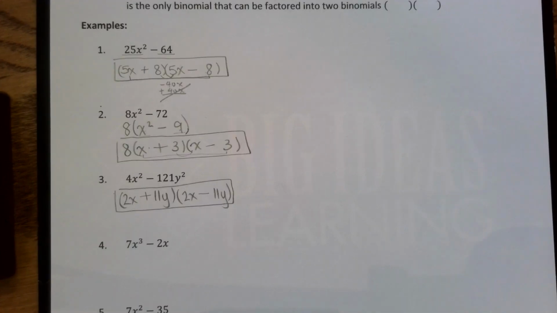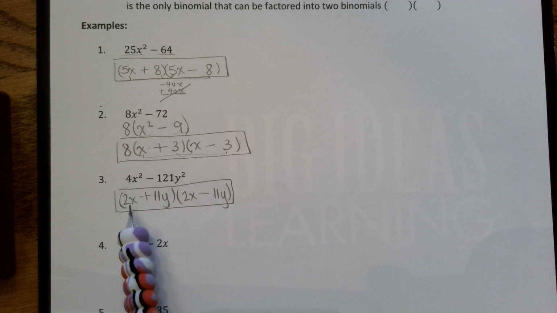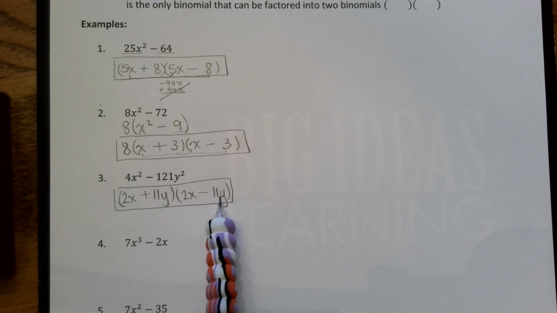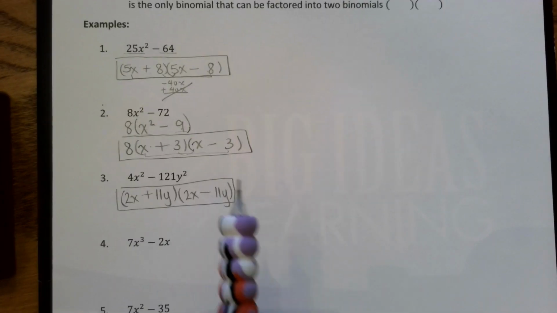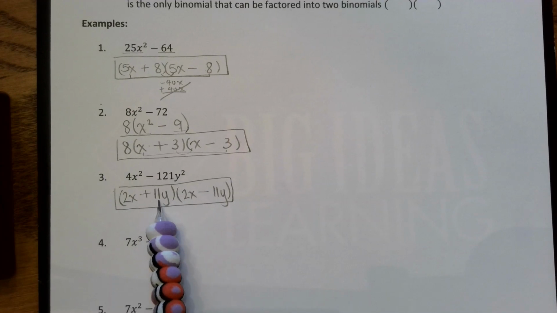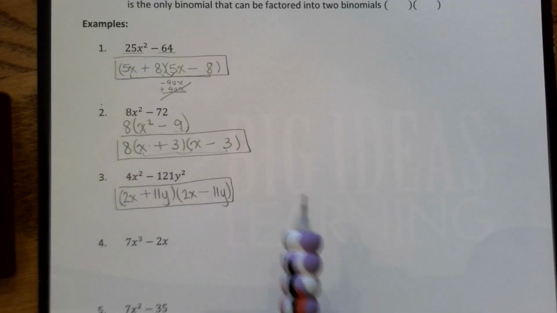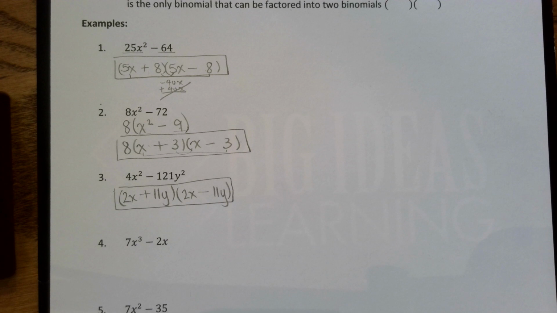You can always go back and double check. We can check these mentally, like I'll say it out loud, but I won't necessarily write it. 2x times negative 11y is negative 22xy. 11y times 2x is positive 22xy. Negative 22xy and positive 22xy, they cancel.